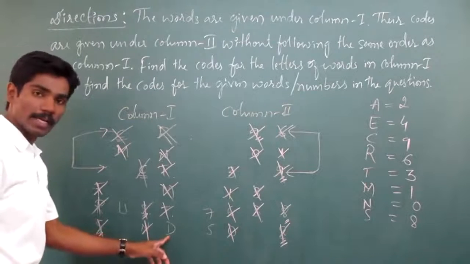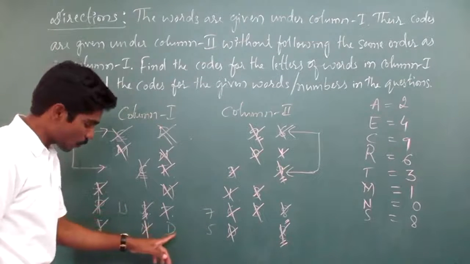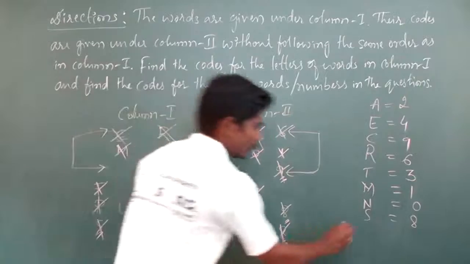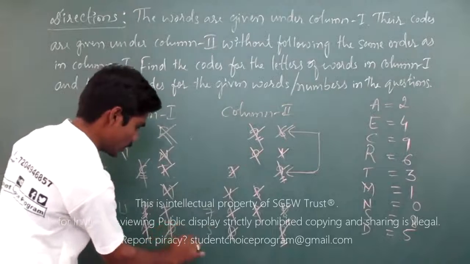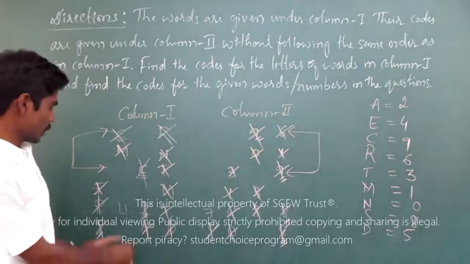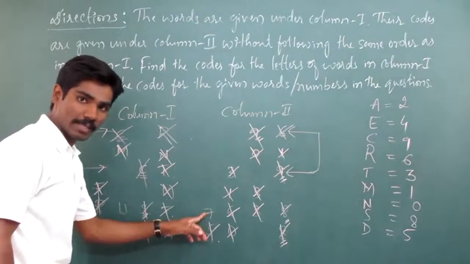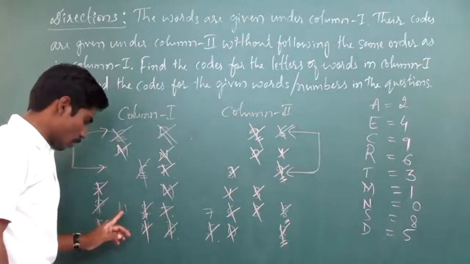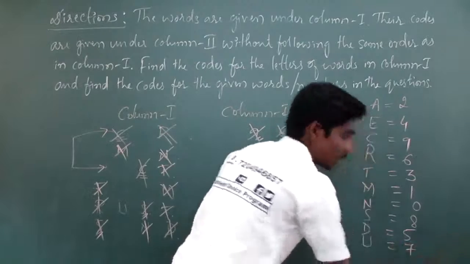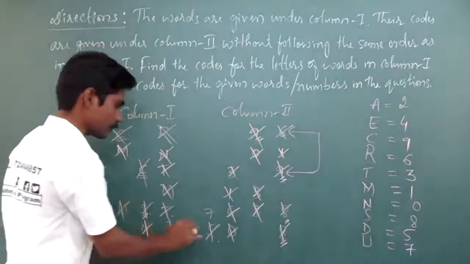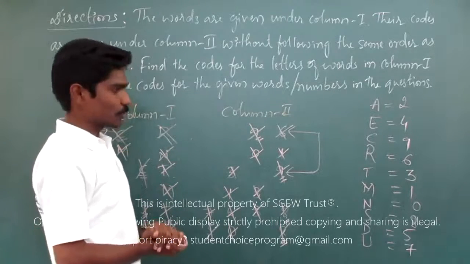Now I am left with only one letter, that is D. Also I am left with only one number, that is 5, which indicates the code for the letter D is 5. Now D is over. Well friends, I am left with only one letter, that is U. Also I am left with only one number, that is 7, which indicates the code for the letter U is 7. Okay. Now, using column 1 and column 2, we found the codes for the letters.